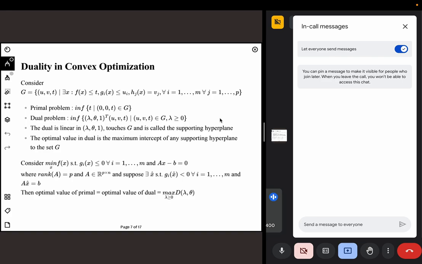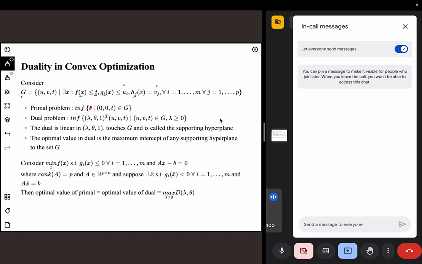The next one is with respect to convex optimization. Here we just take the convex function. So f of x, g of x, and all these are convex functions. But then we define a set G such that f of x is less than or equal to t. Like we have u, v, t such that f of x is less than or equal to t, g of x is less than or equal to u, and h of x is equal to v, for all the constraints you have. What we are trying to do in the primal problem is minimize t. If this is minimized, then u and v will become 0, and you have to find a t that will minimize this.